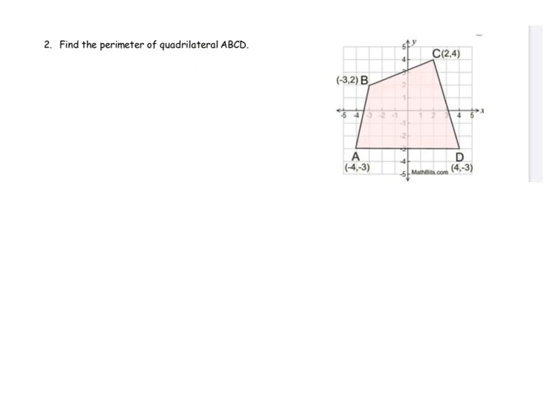In our next example, we are trying to find perimeter. So again, perimeter means that I am looking for the sum of all of the side lengths. So I'm going to add up AB, BC, CD, and AD, and that will give me the perimeter of my quadrilateral.